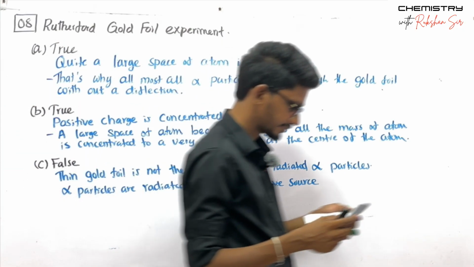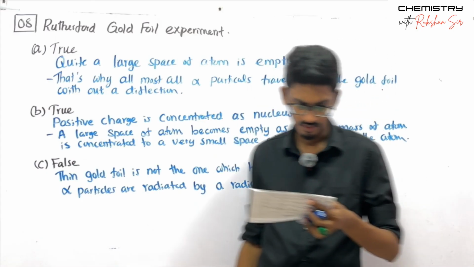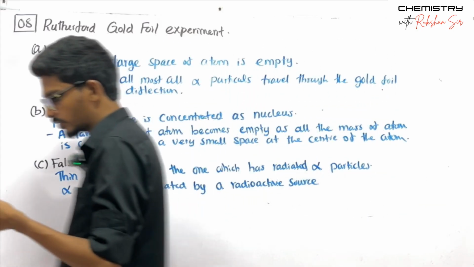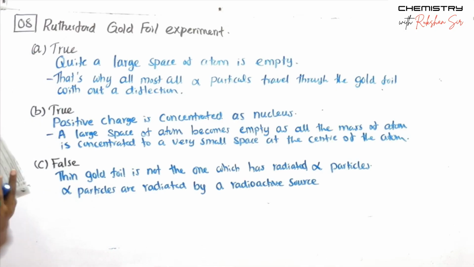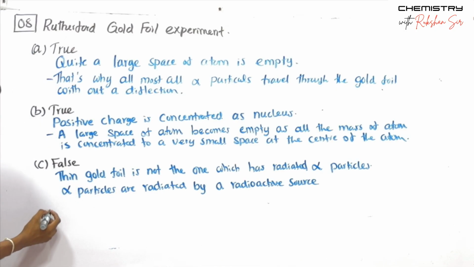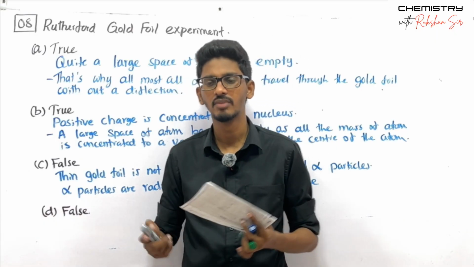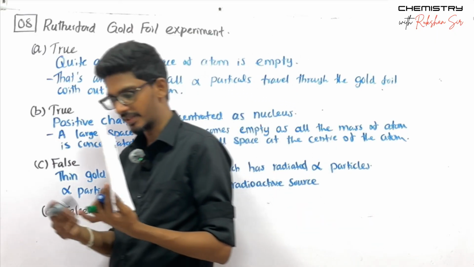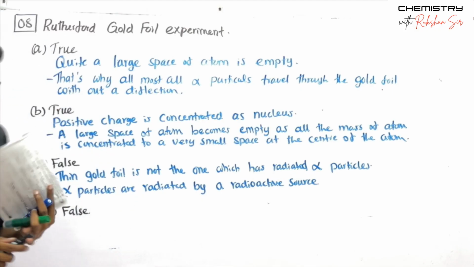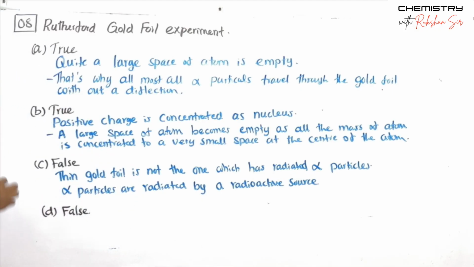Statement D. The electrons move in quantized energy levels. Right? Statement D is false. Actually, the electrons move in quantized energy levels. That idea was given by the next model, by Niels Bohr. Right? Quantized energy levels.